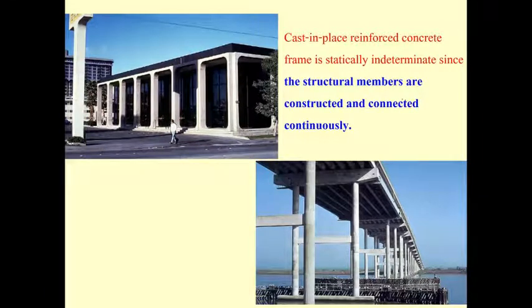This slide shows you the cast-in-place reinforced concrete frame. Usually when you build this one, after you finish building the foundation, you may start by putting the reinforcement, and then you put the formwork, and then you cast the concrete into the column. You cast the concrete into the column. You do the same thing. You cast the concrete.